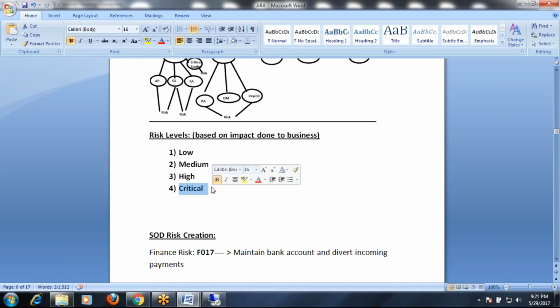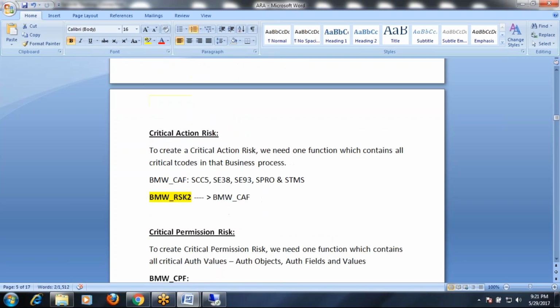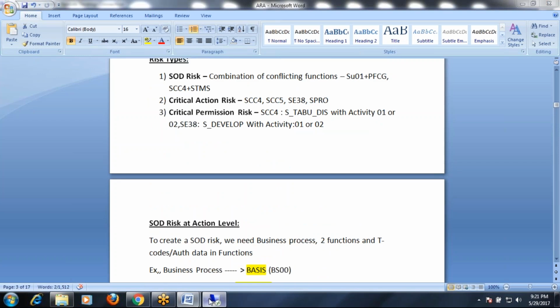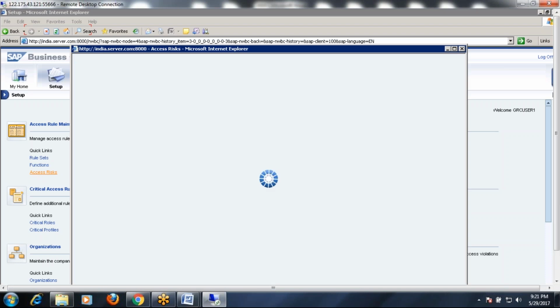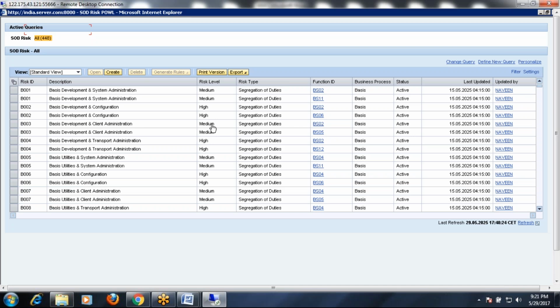Okay. So these are the few things about a risk: types of risks, risk levels. Risk levels, I told you, are based on the impact. Risk types we have seen. What are the three types of risks? And every risk will be under a business process and will be active.